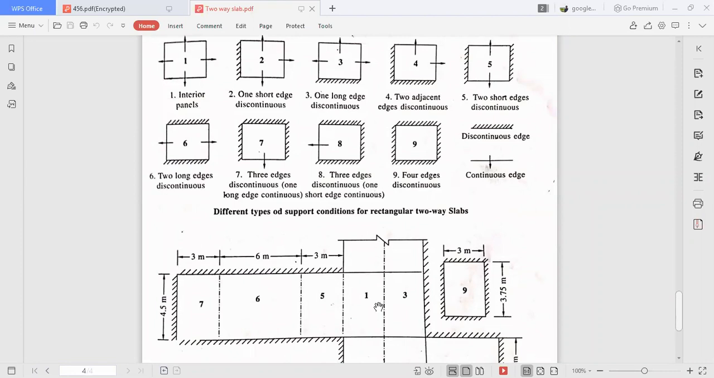Okay, if you understood this, I will try to draw one sketch from our classroom itself. Okay, this is our classroom, and we have the board in this direction.